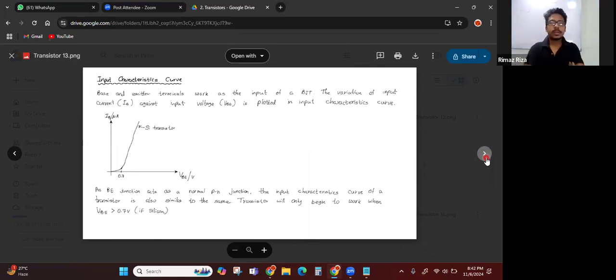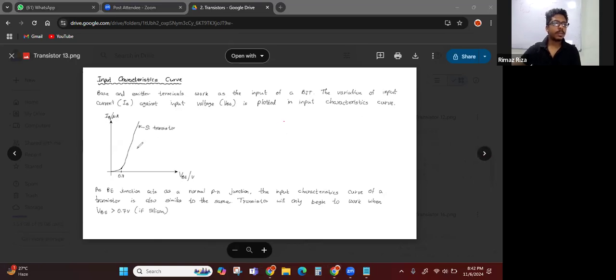Okay, and then first topic, input characteristic curve. So input characteristic curve is simply we study the base current. Now, for example, the first topic is input characteristic curve. Here it is there. Input characteristic curve. So here I draw a transistor here.